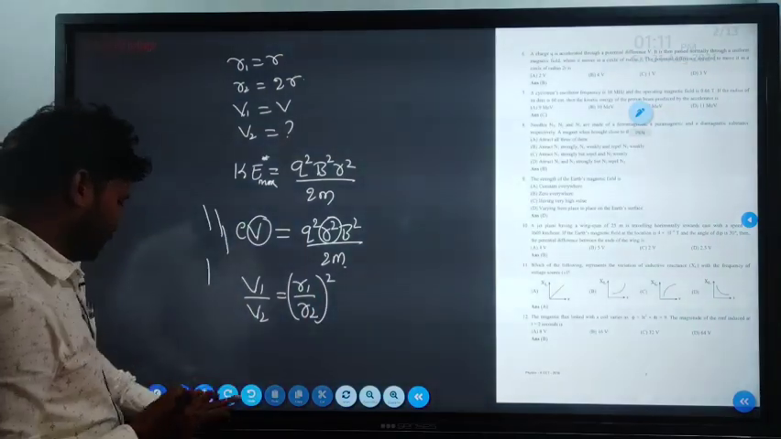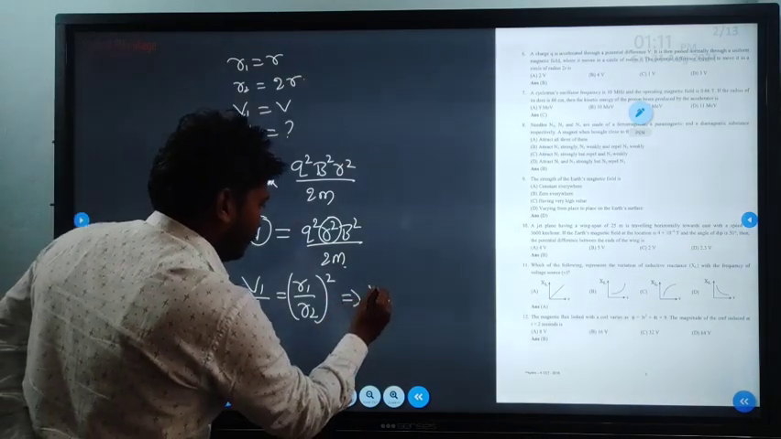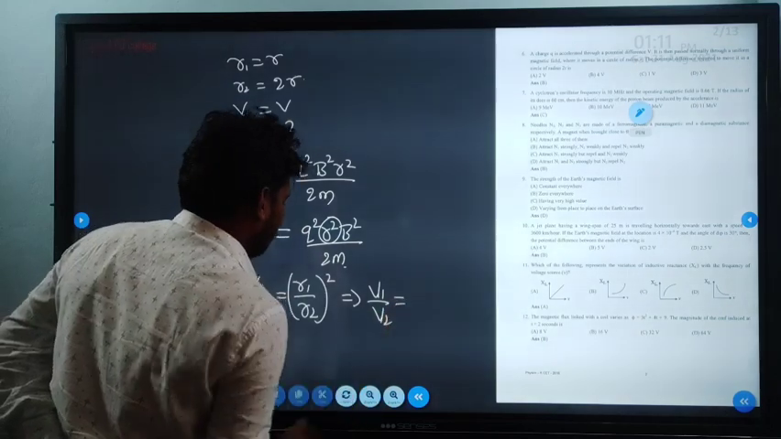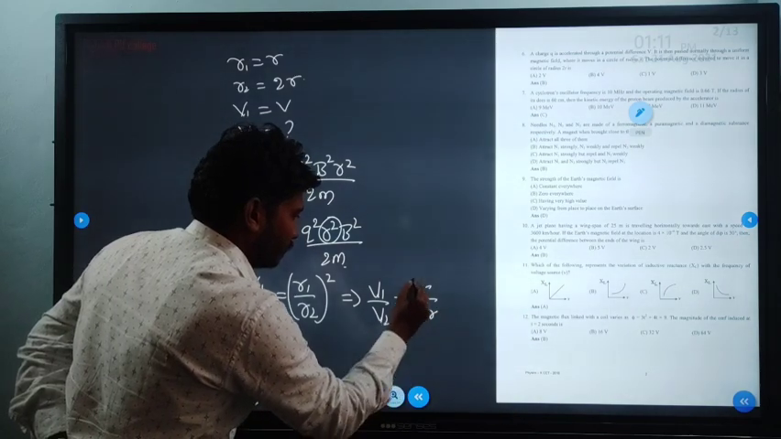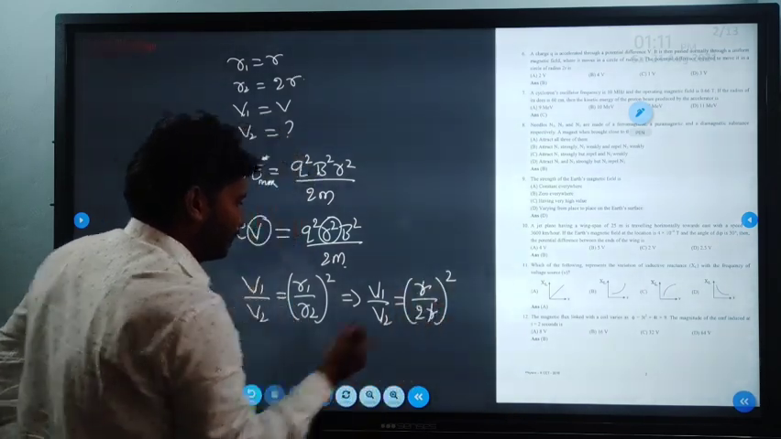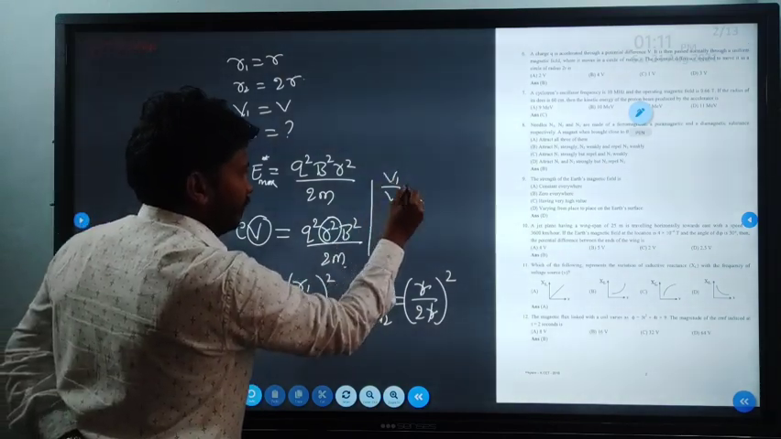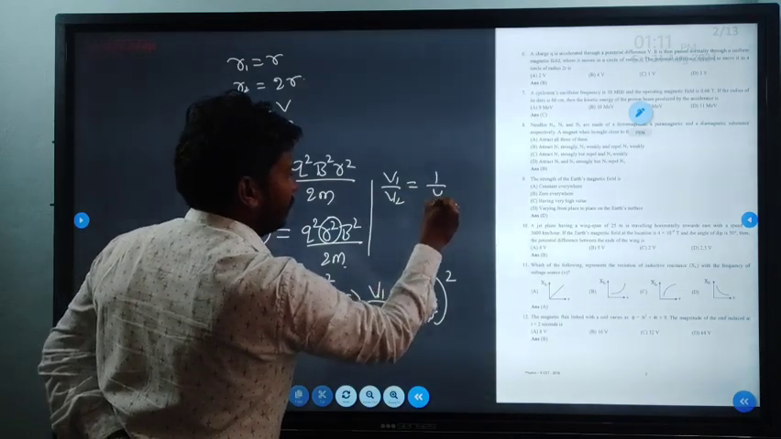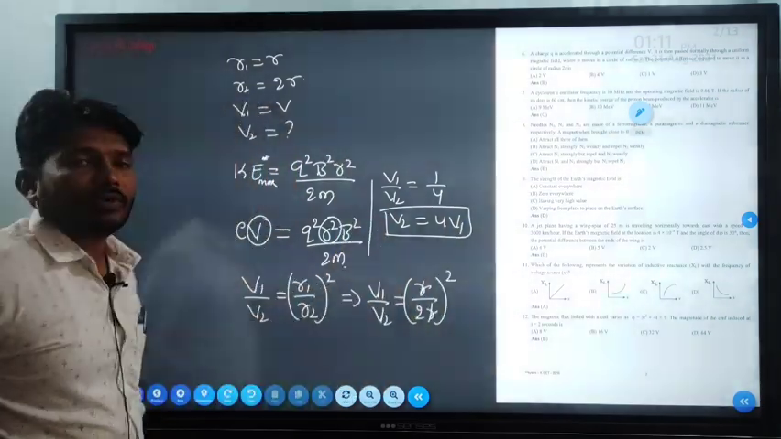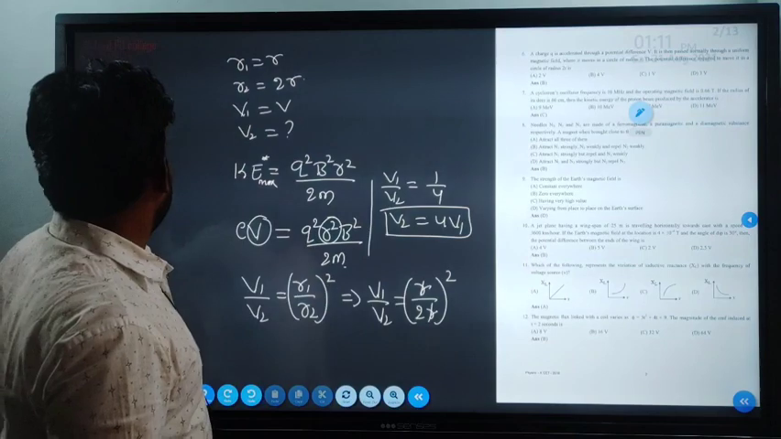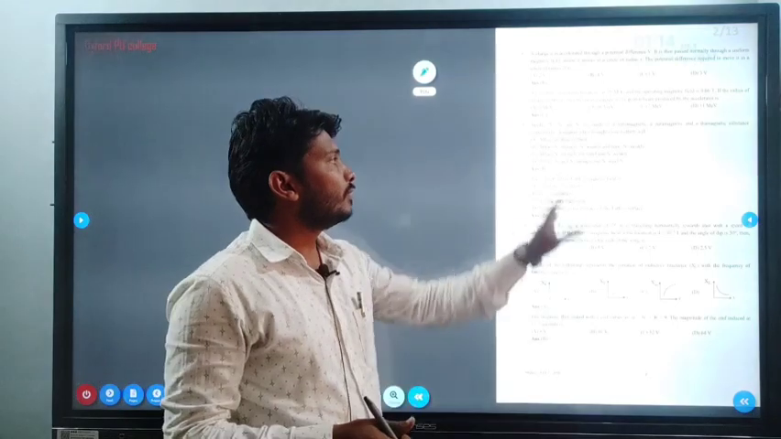I can write V1 by V2 equals R by 2R whole square. So finally V1 by V2 equals 1 by 4, which means V2 equals 4 times V1. So the potential value V2 equals 4 times V1. Okay, we'll go for the next one.